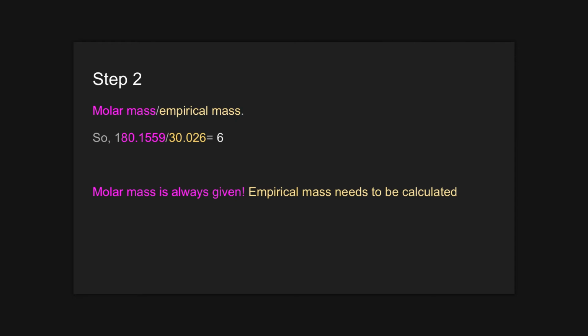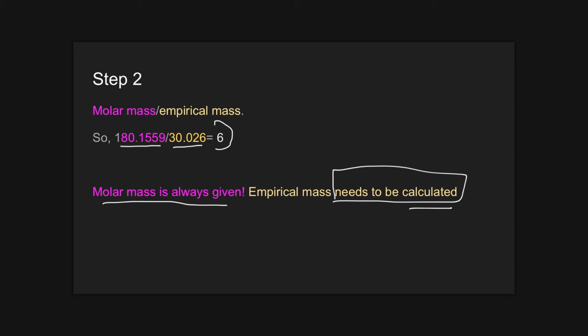In step 2, we're going to do molar mass divided by empirical mass. In this case, molar mass was given to you, and empirical mass is what you found. Remember, molar mass is always given, empirical mass needs to be calculated. I hope you recognize the little color coding that I've done here, so that you know which one's always given and which one is calculated. Obviously, in step 2, you will divide your molar mass, which was given, by the empirical mass, which you calculated, and then proceed to step 3.